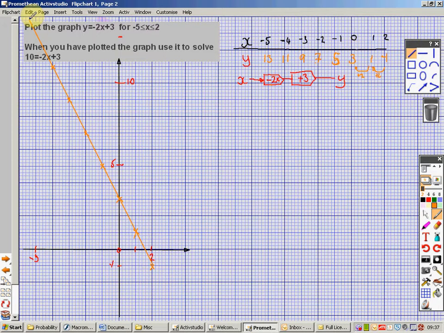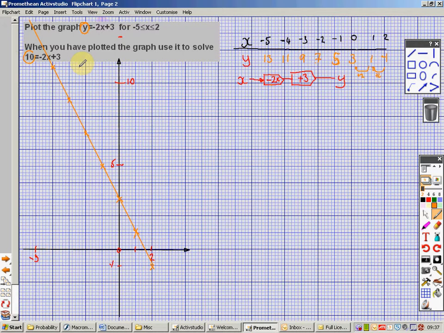The last bit is, when you've plotted the graph, use it to solve 10 equals minus 2x plus 3. We've swapped the y for a 10. So we need to look up on our axis and see where y equals 10. Because instead of y, we've got 10. Everything else about the formula there, or the equation there, was the same.